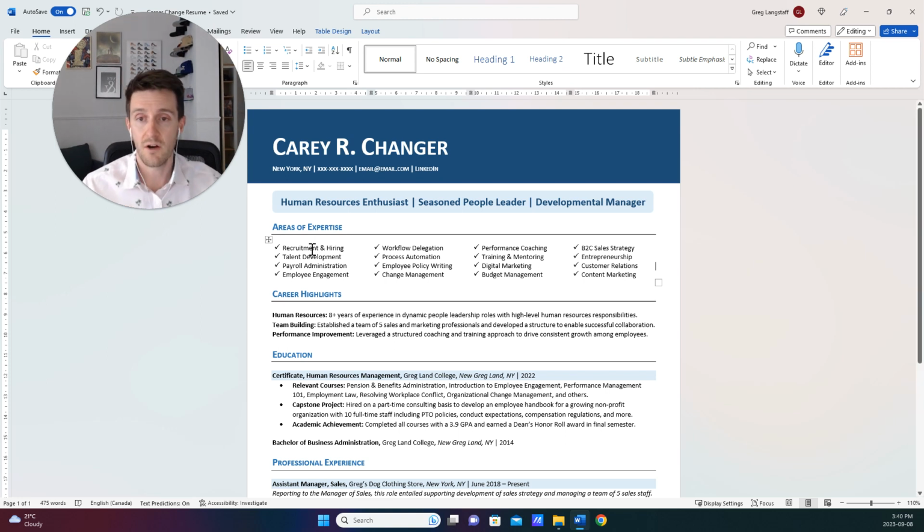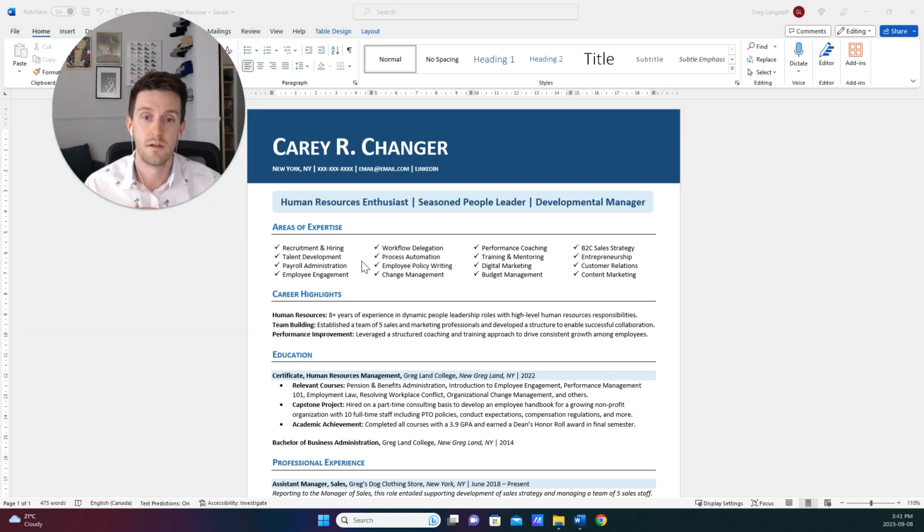Next, under our areas of expertise, this is a super important section for getting past ATS scanners because it allows us to plug in a bunch of keywords. We are going to put in anything and everything we know or have experience with or have even studied in a course related to this new industry that we want to get into. For this one, because this person has some management background and has done a certificate in HR, we've pulled a lot of skills and experiences from that to put in our areas of expertise here. And that is how we fill out this section.